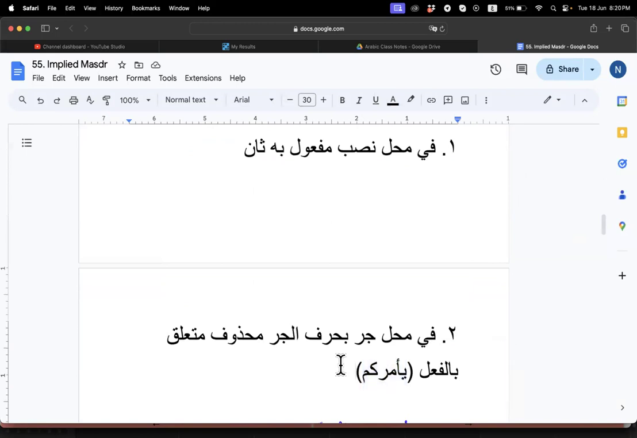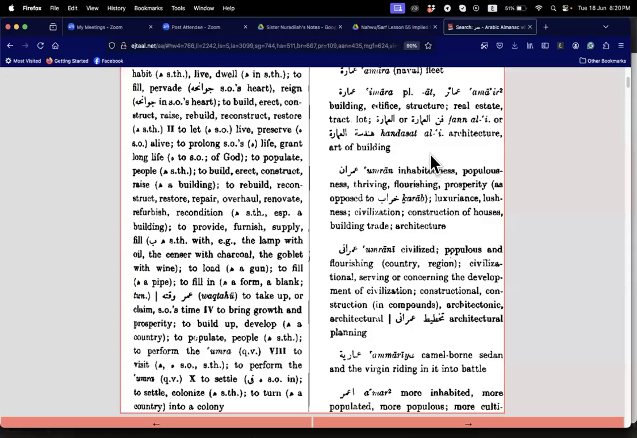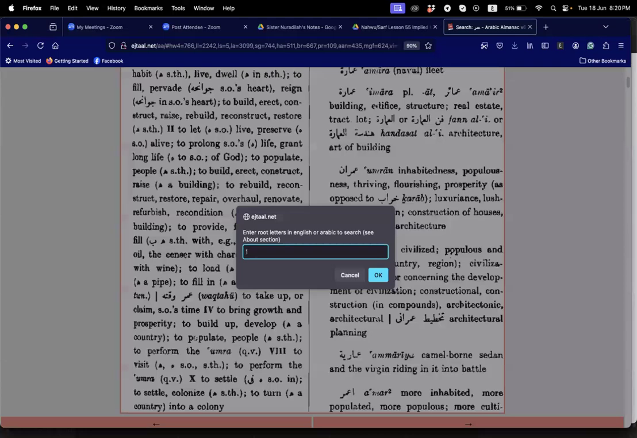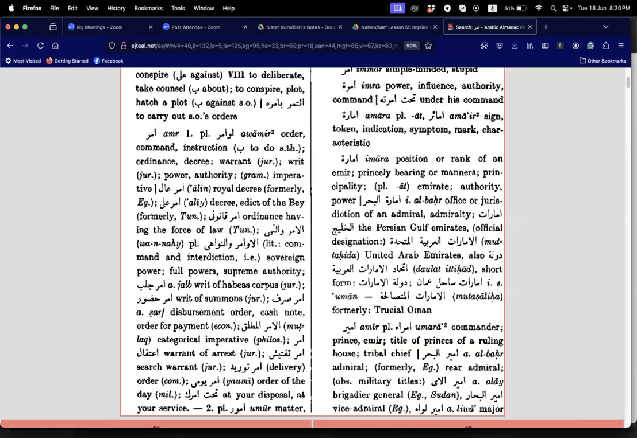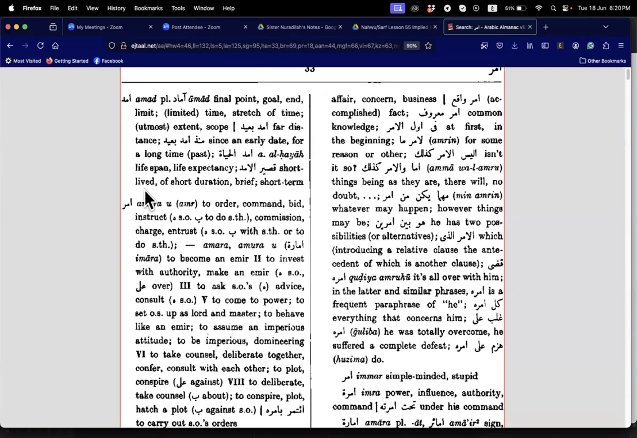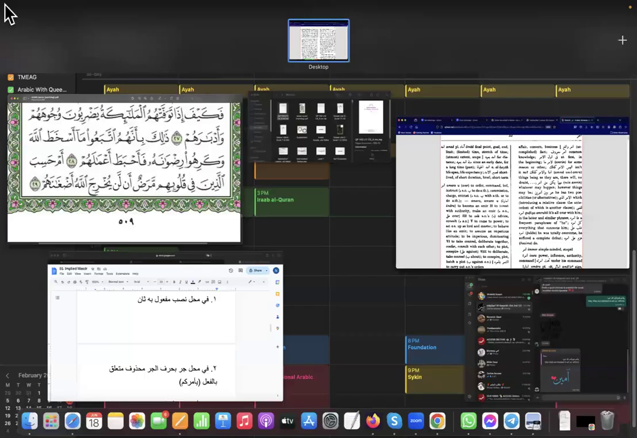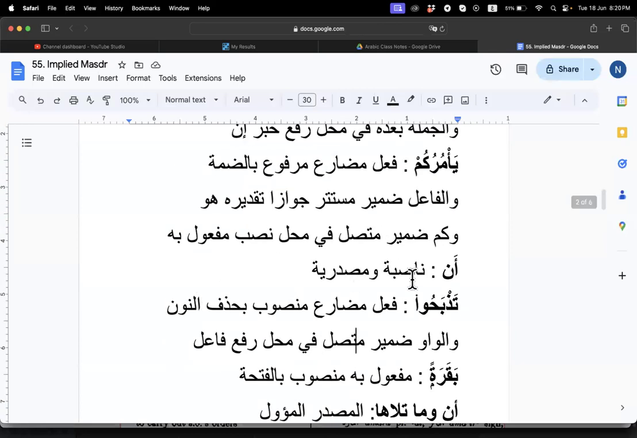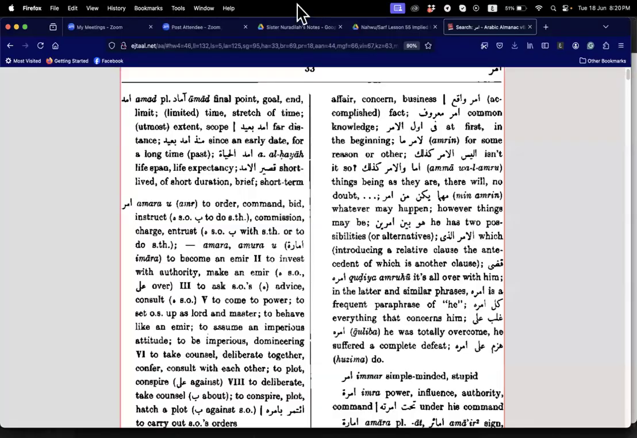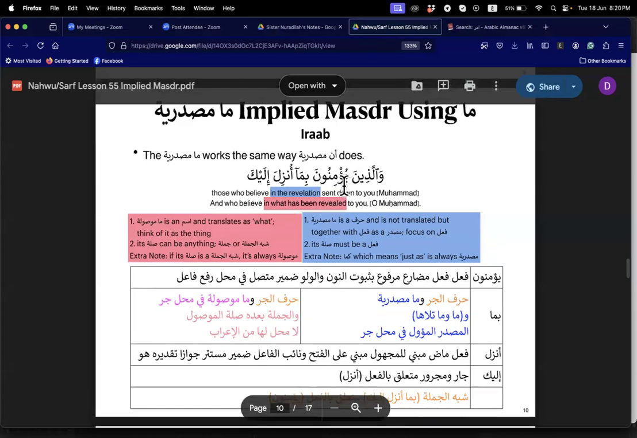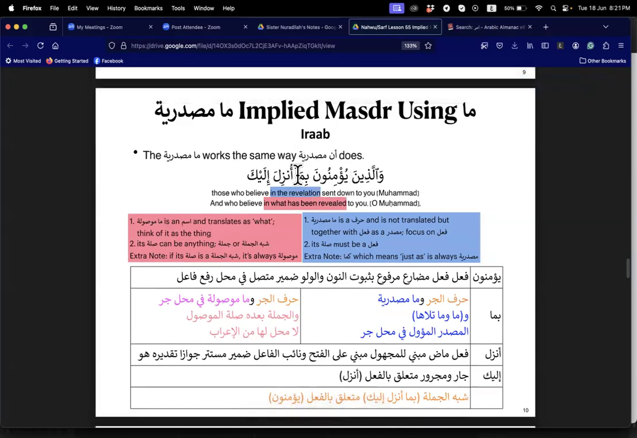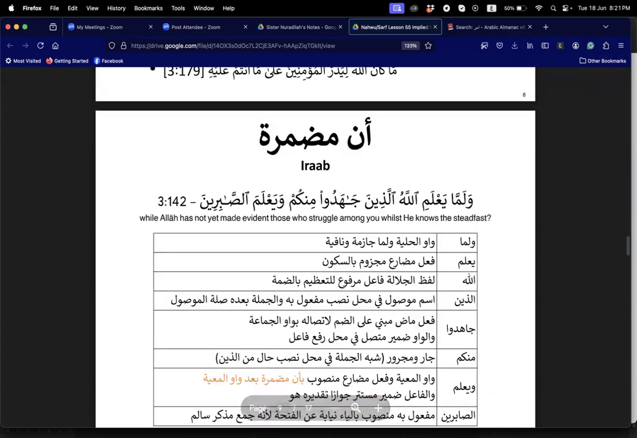Okay. What you do if you see such a thing is you go to the dictionary, and Ashtar is good in this. If you go to the word amar, you will see that amar usually comes with bi. In Arabic, when an is used, sometimes the harf jar is not there anymore. We saw that the bi is still there in yu'minu bima. This is still masdariyah. So the bi is still there.